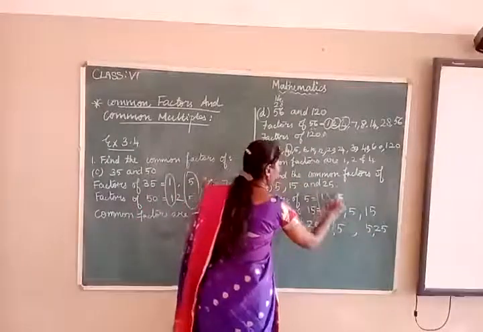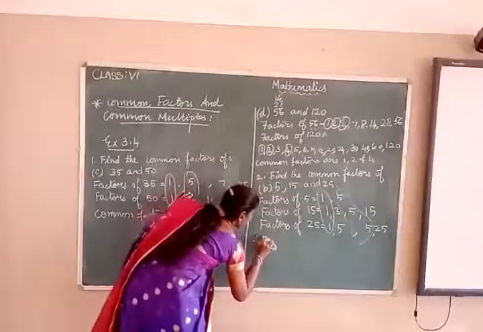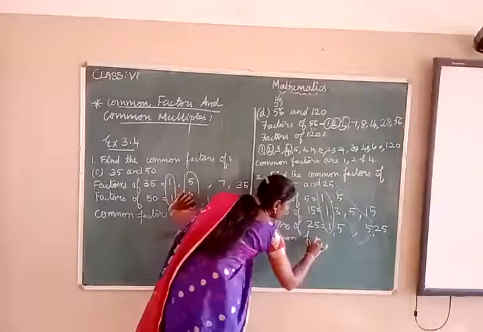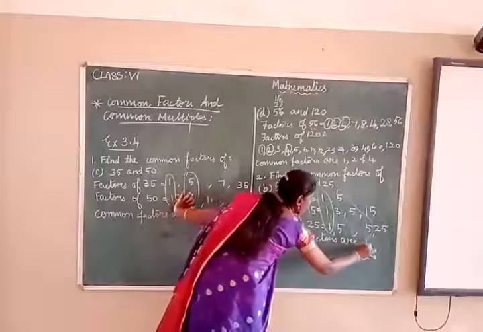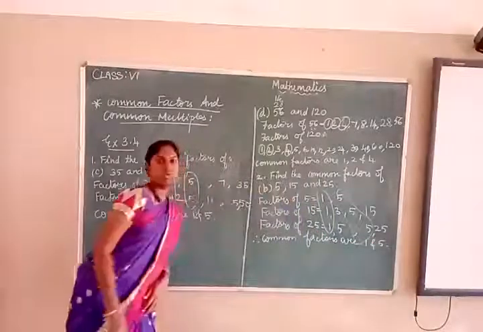So what are common here? 1 and 5. Therefore common factors are 1 and 5. So, are you clear with it?